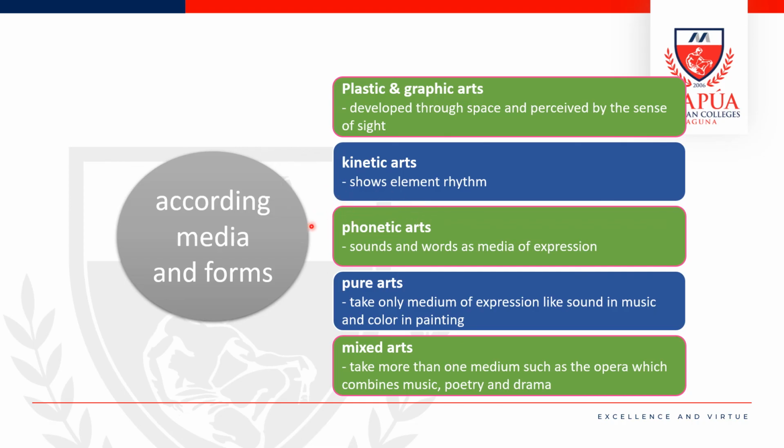literature and music, phonetic arts. Okay, sounds and words as media of expression. Kinetic arts, of course, we have the art forms that require the element of rhythm. Okay, dancing. Pure arts are the art forms or the art form that takes only medium of expression like sound in music and color in painting. So there is no combination of media. So if the output is expected to be music, then sound is the only medium used to create it.